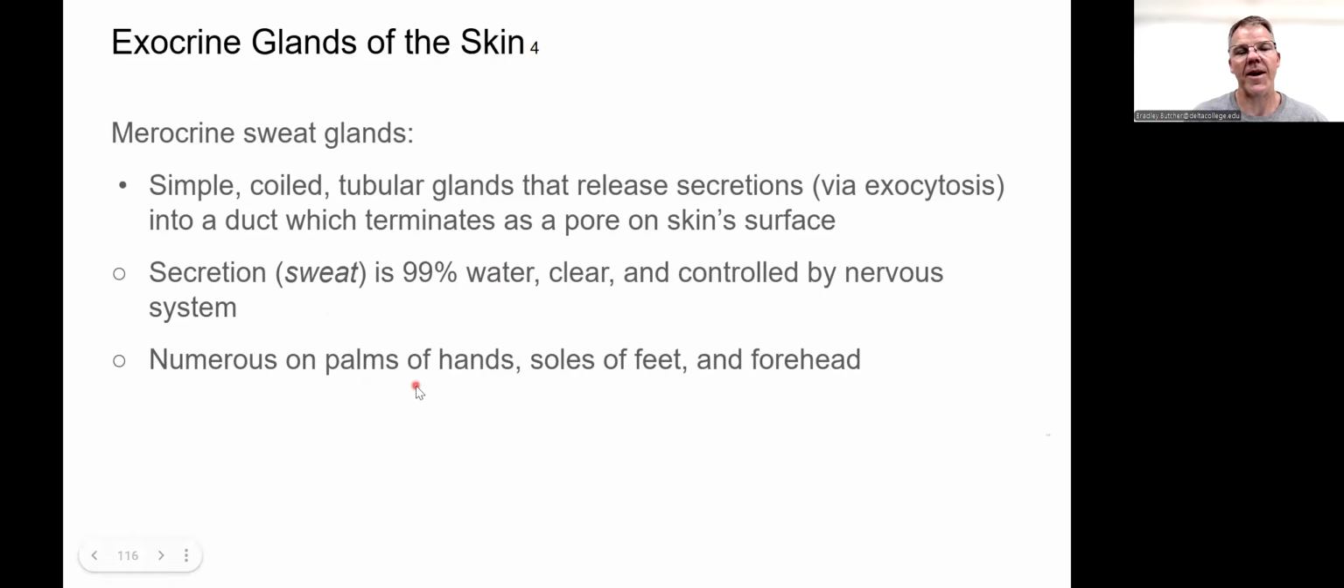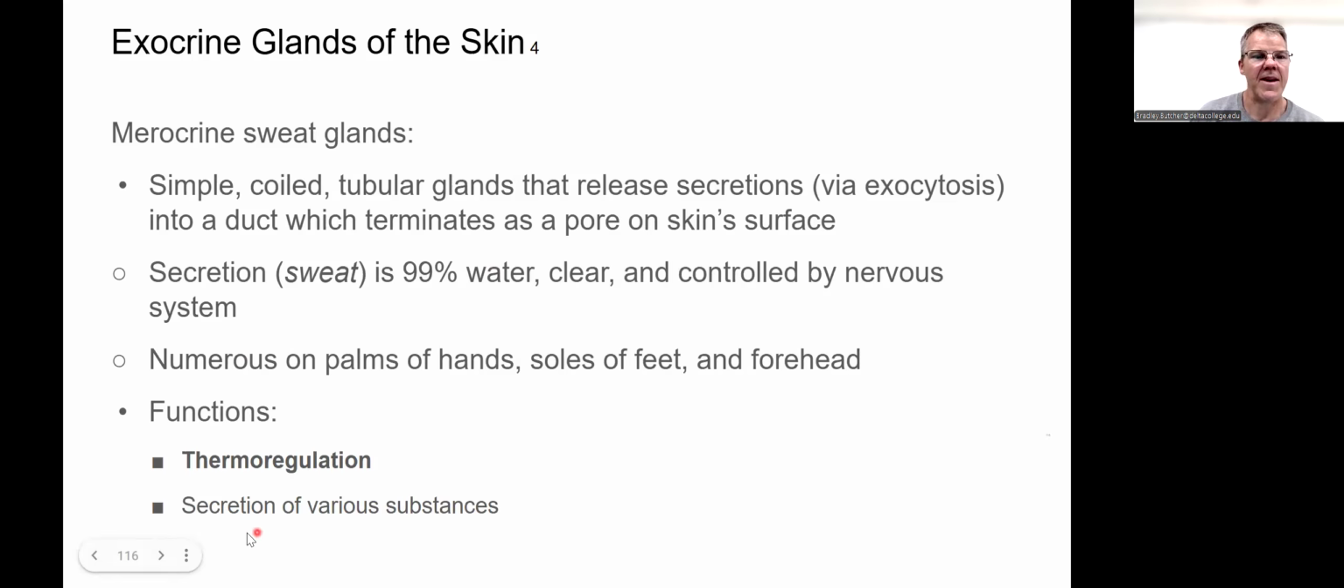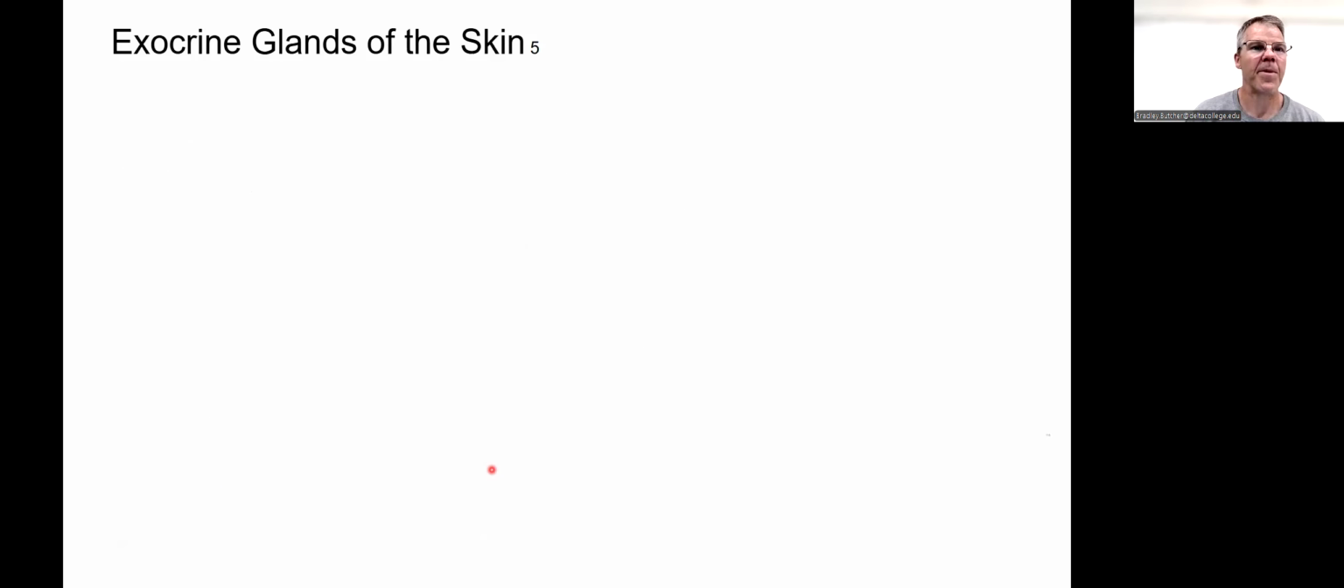We have lots of sweat glands on our hands, soles of feet, and the forehead. Functions are for thermoregulation. That's a fancy word for cooling us down. And they secrete a number of various other substances, oftentimes salt and various other electrolytes. So when you sweat a lot, not only do you need to replace that water, but you need to replace those electrolytes. And it also functions to protect us from microbes.